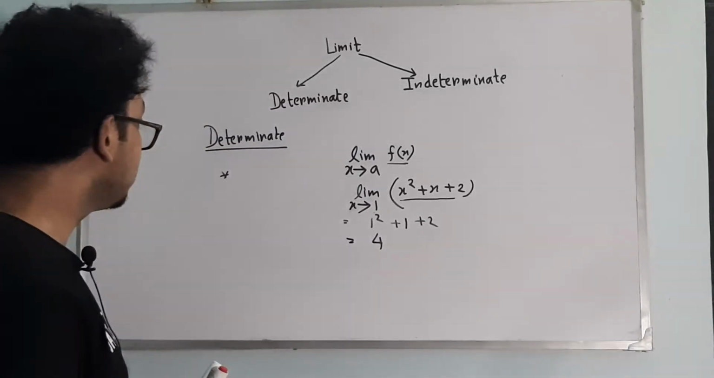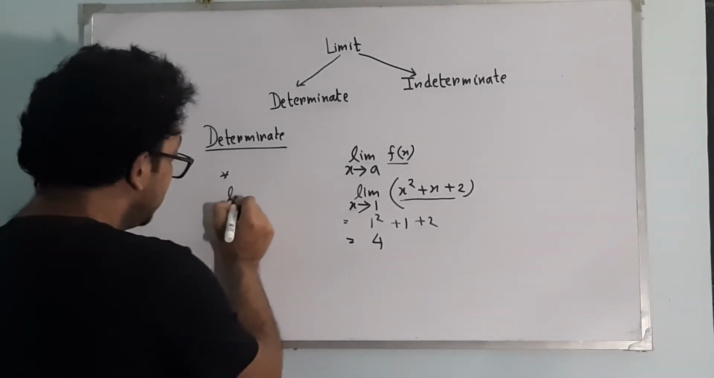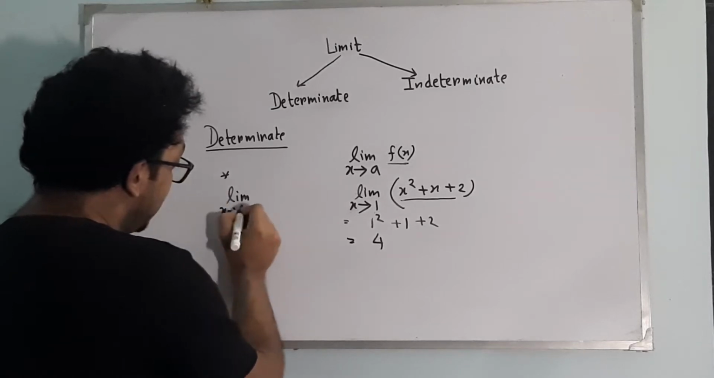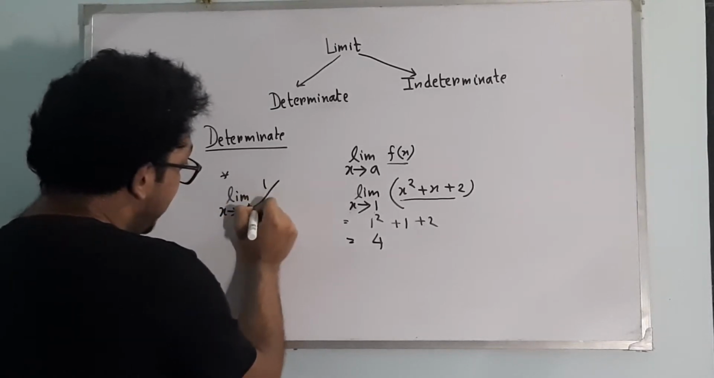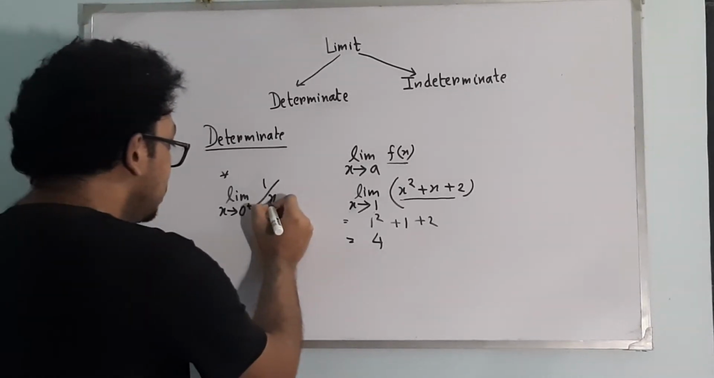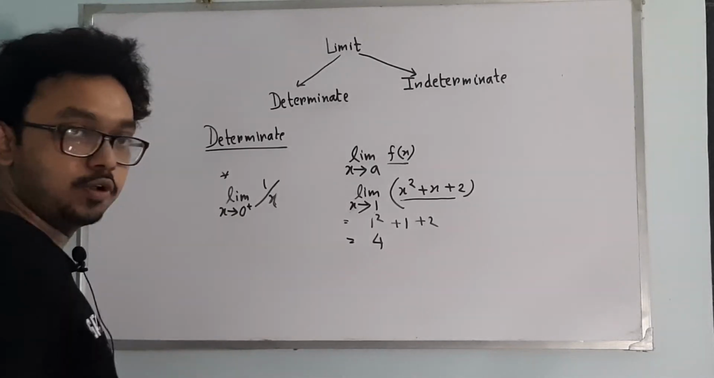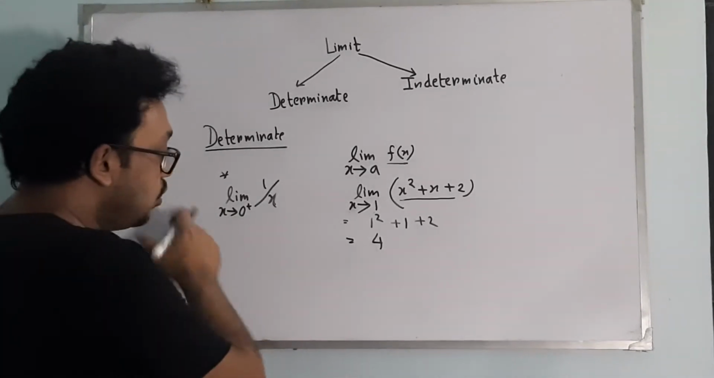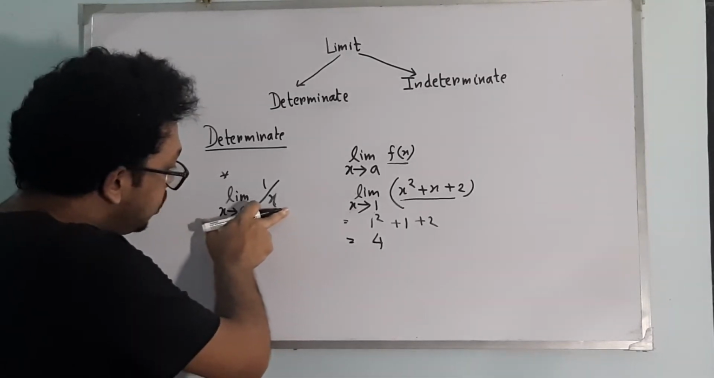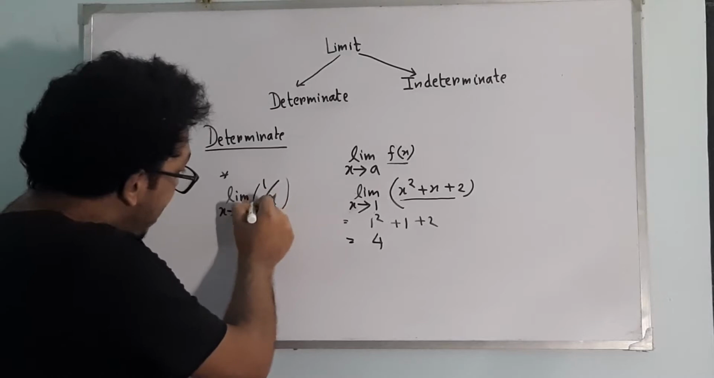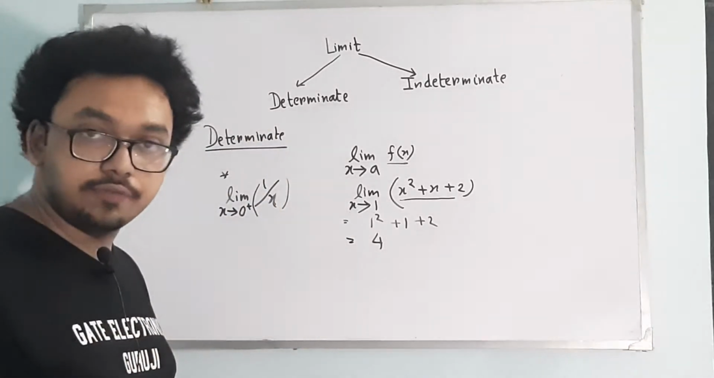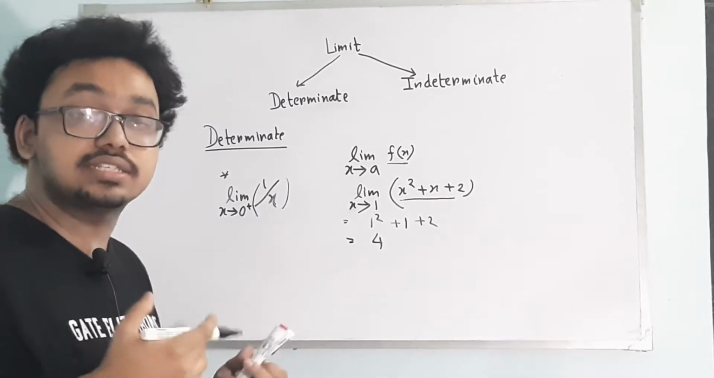Let me take one more case to explain this. Suppose you want to check the limit as x tends towards 0 from the positive side of 1 by x. Now see, here you observe without doing any manipulation that when x is tending towards 0 from the positive side, 1 by x is tending towards plus infinity. Infinity is not a value, infinity is not a number, infinity is just a notion.